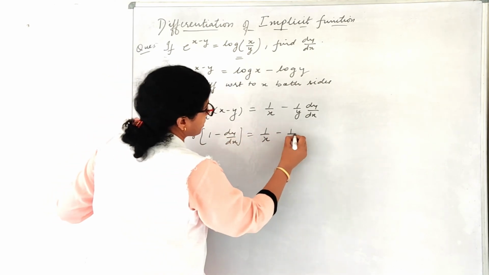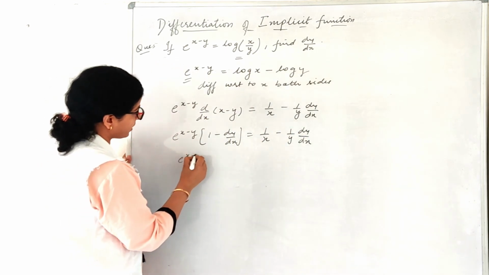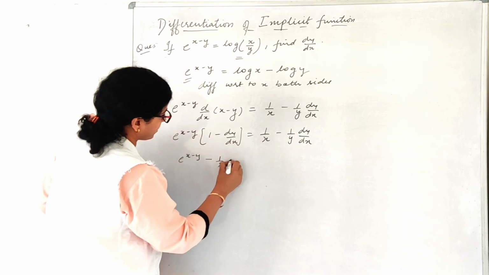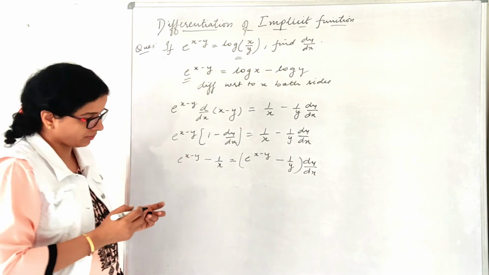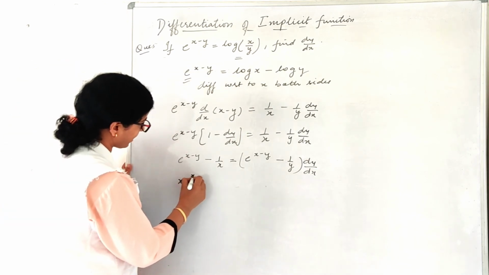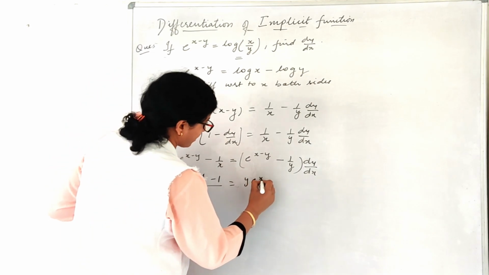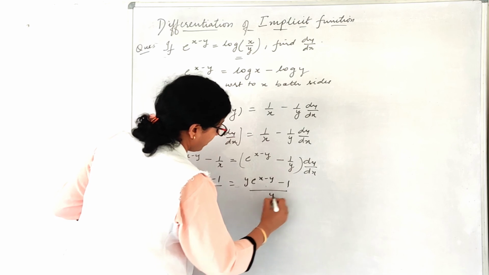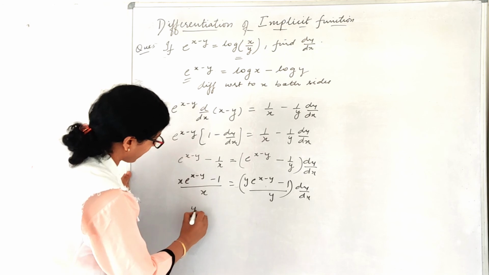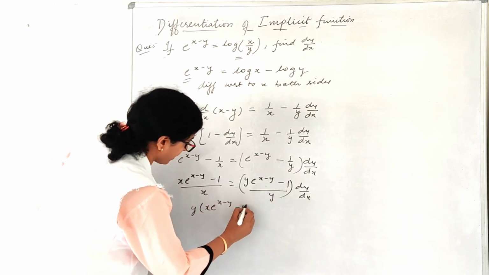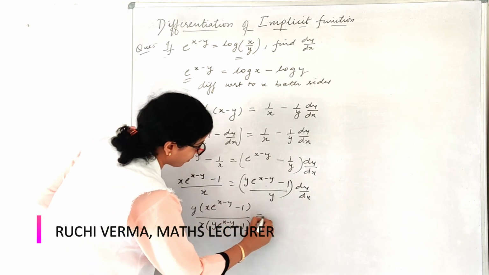Now we'll collect the terms of dy by dx to one side. So I am getting e to the power x minus y minus 1 upon x on one side, and sending dy by dx to that side. Now we'll do simplification. So check it. e to the power x minus y minus 1 upon x equals y e to the power x minus y minus 1 upon y, into dy by dx. Now find the value of dy by dx. So what I am getting is y e to the power x minus y minus 1 upon x y e to the power x minus y minus 1 equals dy by dx.